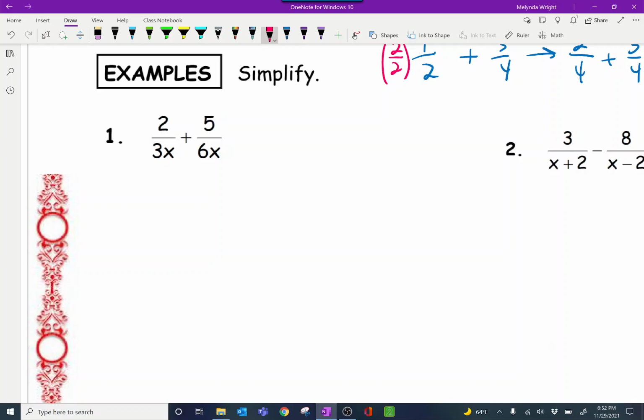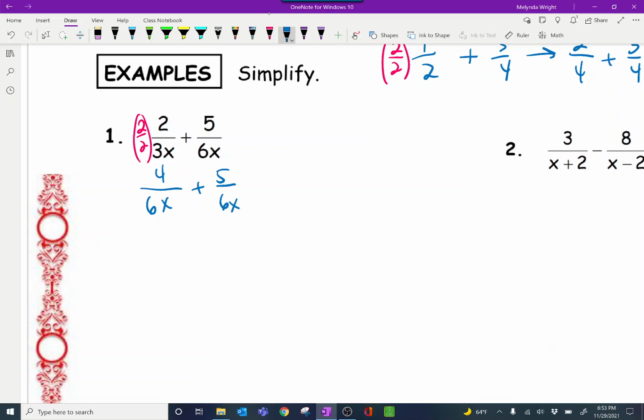In order to do that, I would have to multiply this first fraction by 2/2. That would allow me to have the same denominator. So let's see, 2 times 2 is 4, and so we've got 4 over, and then 2 times 3 is 6. Good, that's what we wanted.